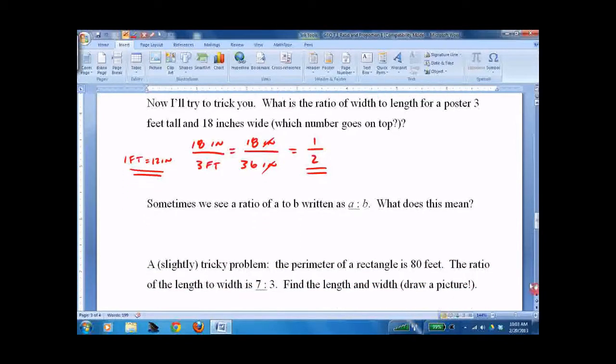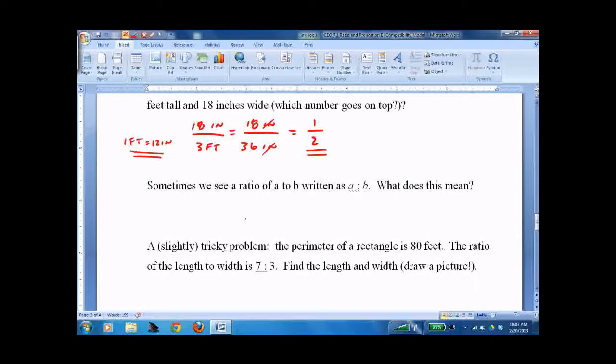So sometimes we see a ratio written as A to B. What does this mean? A colon B. Well, that's just the same as A over B. So watch out for that.